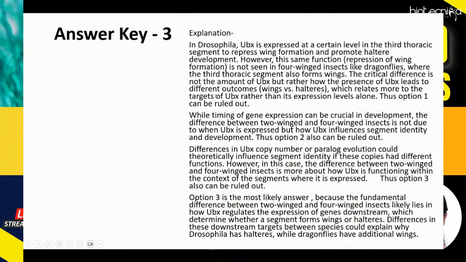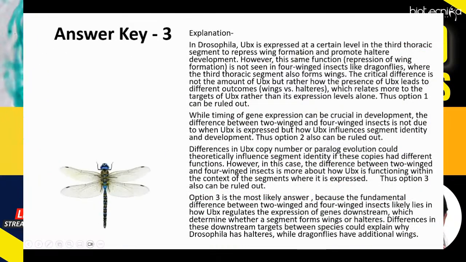In Drosophila, UBX is expressed at a certain level in the third thoracic segment to repress wing formation and promote haltere development. However, the same function is not seen in four winged insects like dragonflies, where the third thoracic segment also forms wings. So the difference is not the amount of UBX, but rather how the presence of UBX leads to different outcomes, which relates more to the targets of UBX rather than the expression level.